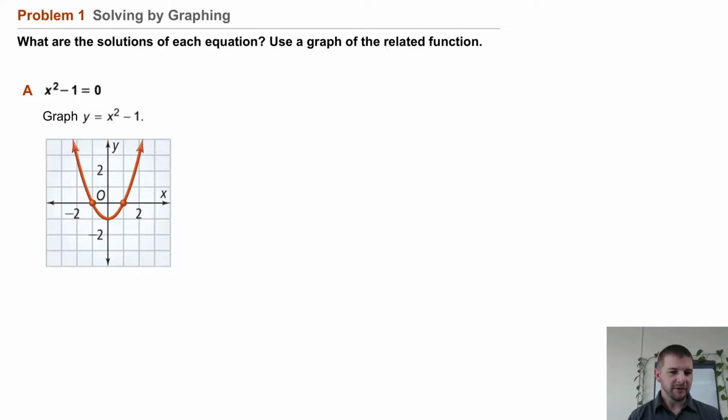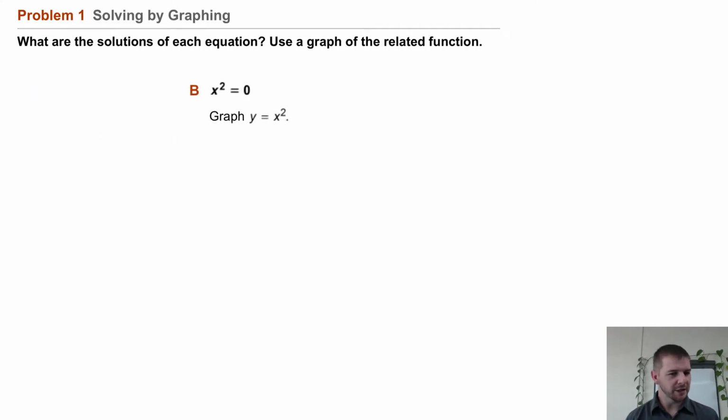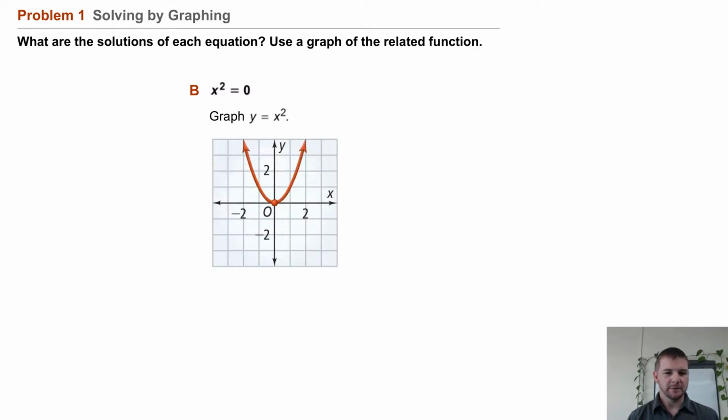Note the graph has 2 x-intercepts. Those will represent the solutions. There are 2 solutions, positive and negative 1. B, x squared equals 0. Graph the related equation y equals x squared, again replacing 0 with y to form the equation.